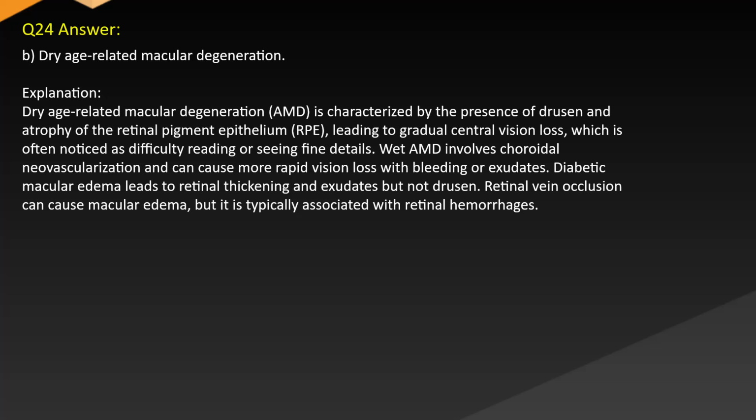Wet AMD involves choroidal neovascularization and can cause more rapid vision loss with bleeding or exudates. Diabetic macular edema leads to retinal thickening and exudates but not drusen. Retinal vein occlusion can cause macular edema, but it is typically associated with retinal hemorrhages.